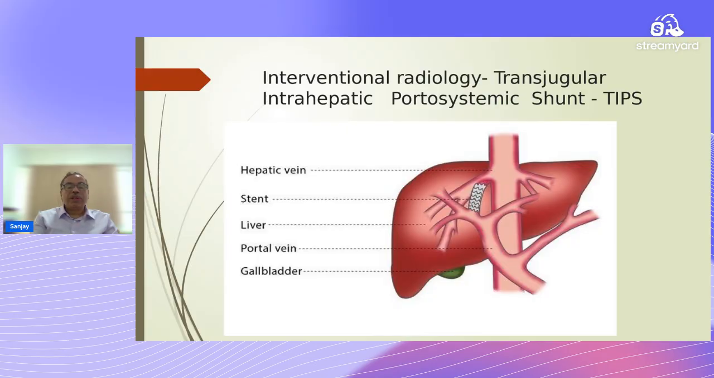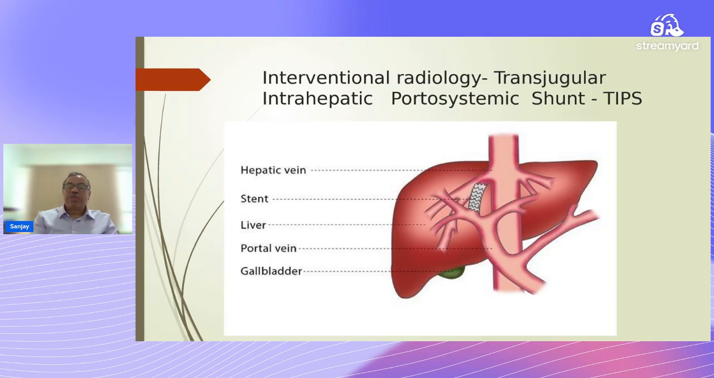Interventional radiology, we have already seen, plays a very important role, and one of the important procedures which can be done in a patient of acute variceal bleed is TIPS, or transjugular intrahepatic portosystemic shunt. Basically, a shunt is created between the portal vein and the hepatic vein, as shown in this diagram, by an interventional radiologist, and this would obviate the need for any formal open shunt surgery.